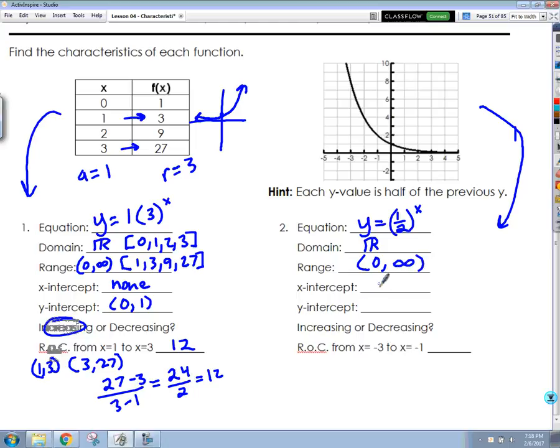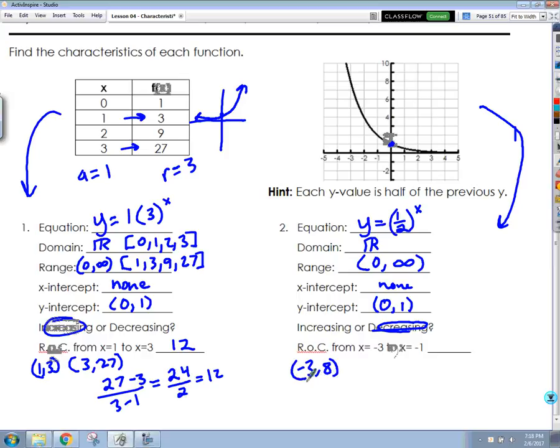X-intercept, since it's approaching 0, that means there's none because it's not going to cross the x-axis. Y-intercept, if I plugged in 0, we get 1. That's right here, 0, 1. This is decreasing. And if I plugged in negative 3, we get 8, and I say that based on this equation.